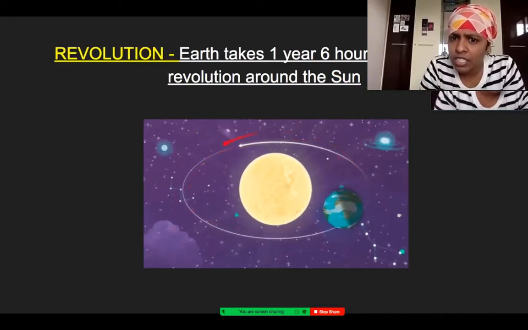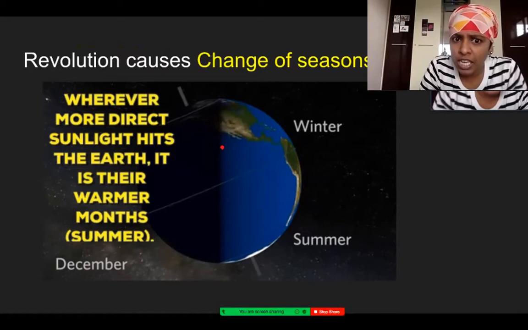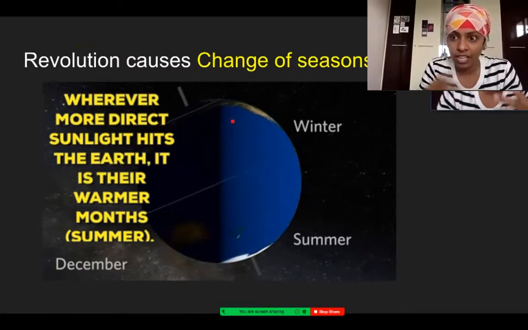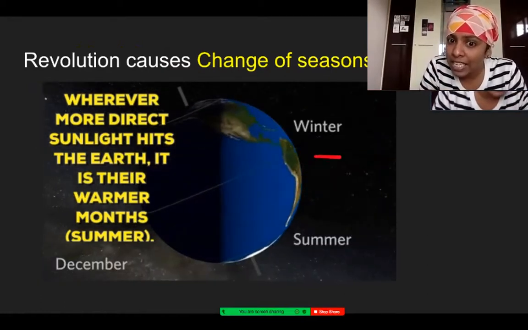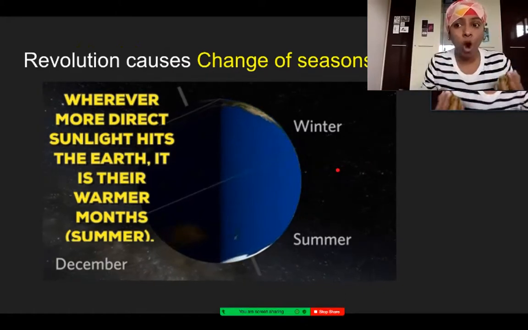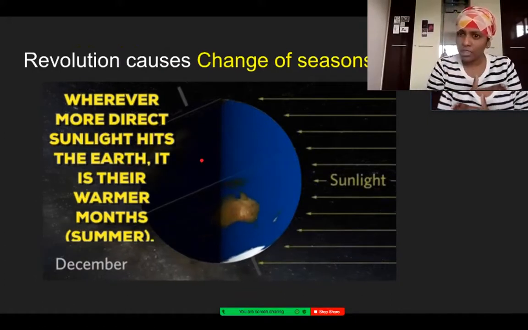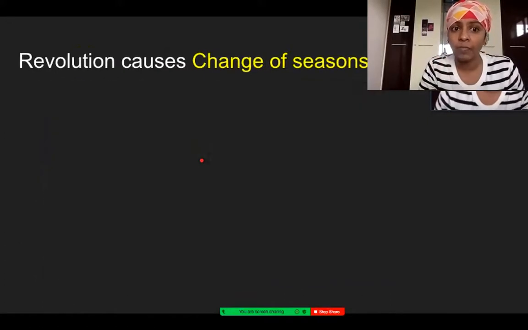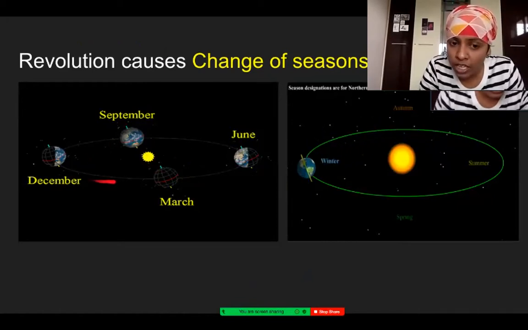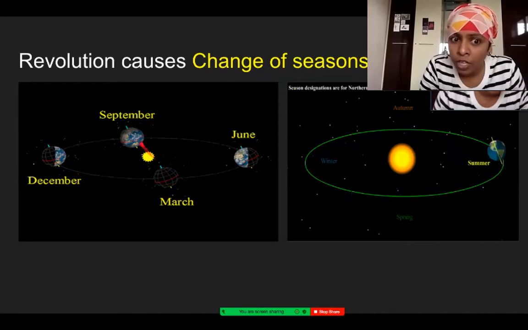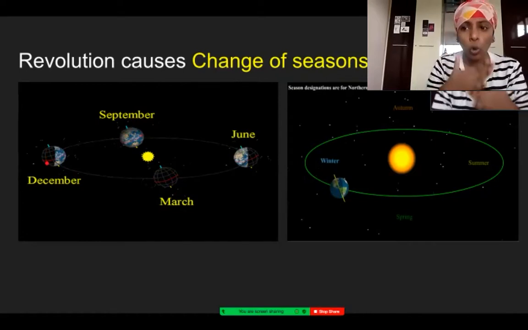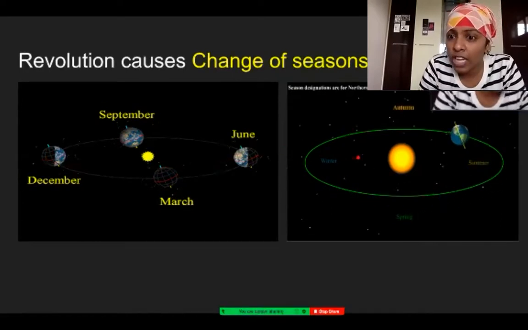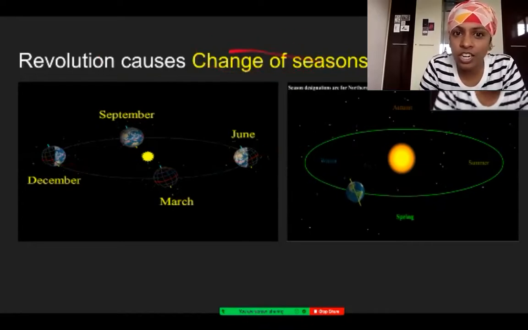Now, when the earth goes around the sun, some parts of the earth receive sunlight, but some parts of the earth do not get sun. The part that gets more sunlight will be hotter, whereas the part that gets less sunlight will be colder. Is the earth revolving around the sun? Where the sun comes, there it's summer, hotter. Where the sun doesn't come, it will be colder and it might be winter. Okay? So that's how the seasons change. Seasons change in revolution because of this.